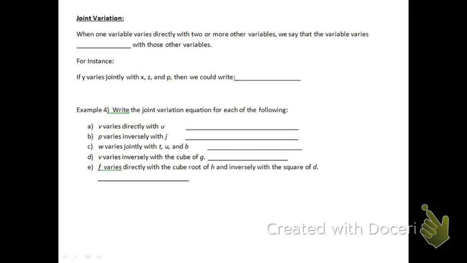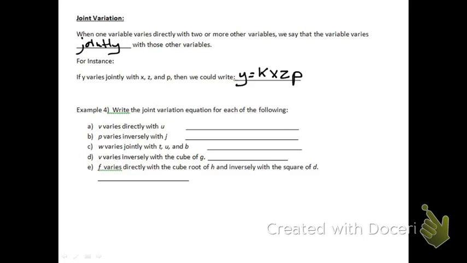The last thing that I'm going to show you guys in this video is joint variation. Joint variation is just when one variable varies directly with two or more other variables. Then we would say that the variable varies jointly with those other variables. For instance, if y varies jointly with x, z, and p, then we would just simply write y equals, we still have to use a constant of variation k, and then I'm going to write x, z, p.